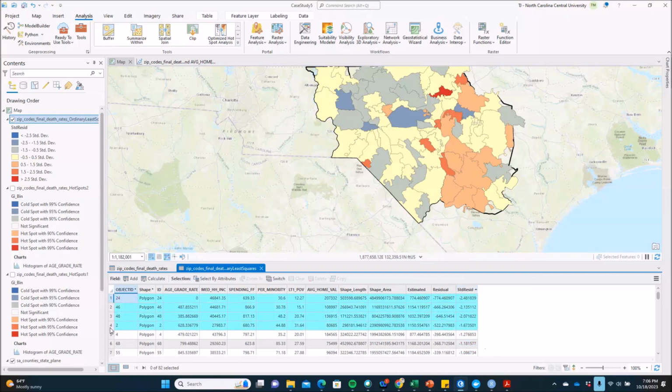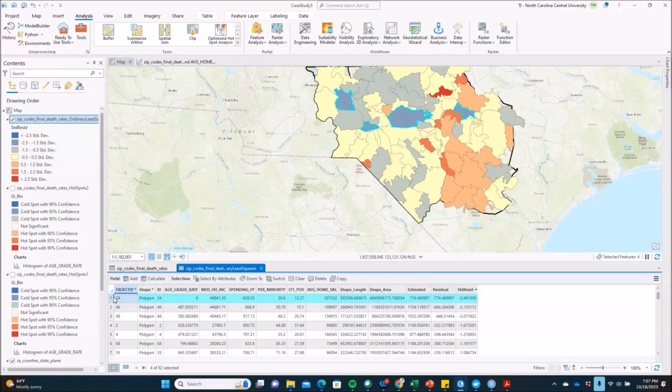If I look at these things highlighted in blue, what do they tell you? Okay, these have low age graded rates, which should have higher age graded rates. So these areas in blue are your outliers that are much lower than what they should be.